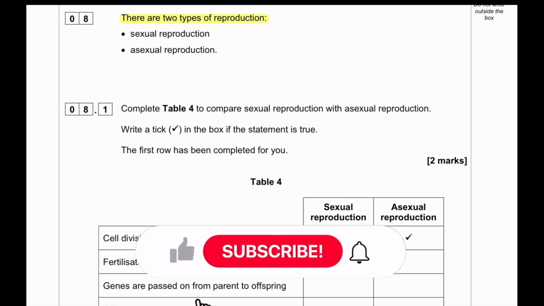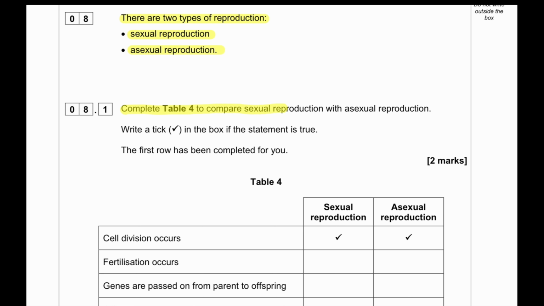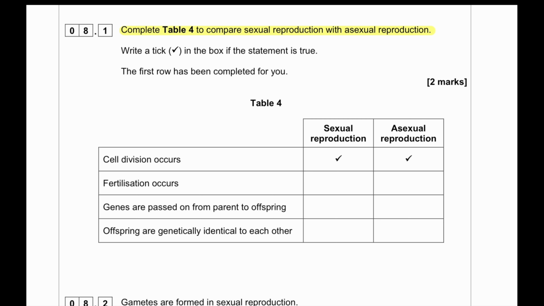There are two types of reproduction. One is sexual reproduction, the other one is asexual reproduction. Complete table 4 to compare asexual reproduction with sexual reproduction. In sexual reproduction, cell division occurs. Yes, in asexual reproduction, cell division also occurs. In sexual reproduction, fertilization occurs, but in asexual reproduction, fertilization doesn't occur.